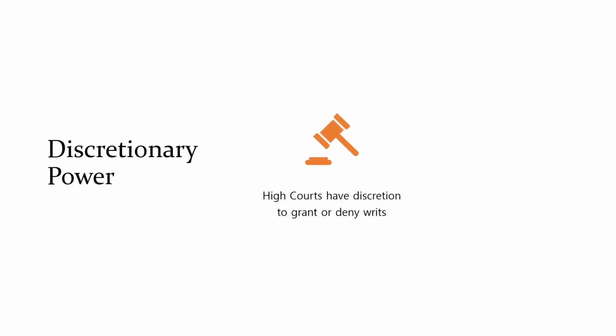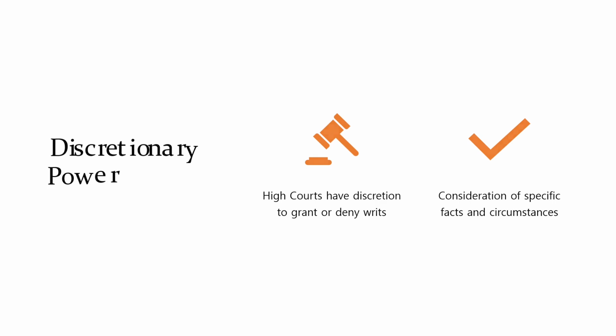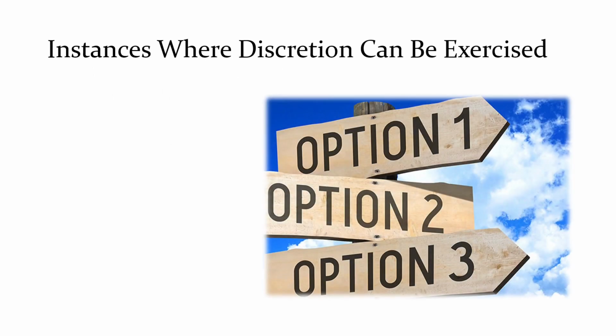Discretionary power. The writ jurisdiction under Article 226 is not absolute. High Courts have the discretion to grant or deny writs, taking into account the specific facts and circumstances of each case. This discretionary power ensures that writs are not used indiscriminately and that they are issued only when justice so demands. Instances where discretion can be exercised. High Courts may exercise their discretion to deny a writ in cases where alternative remedies are available.